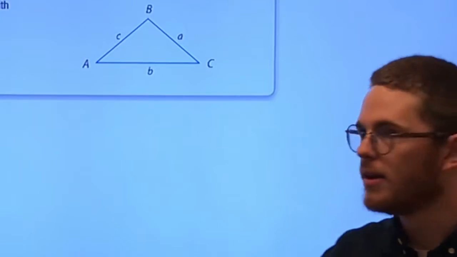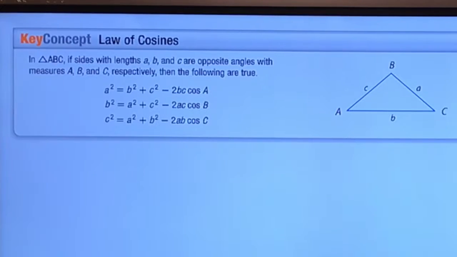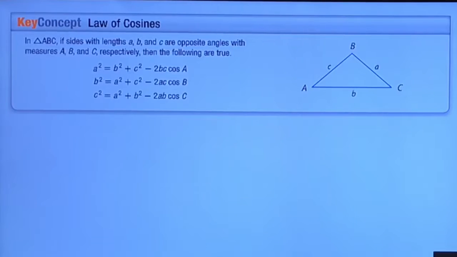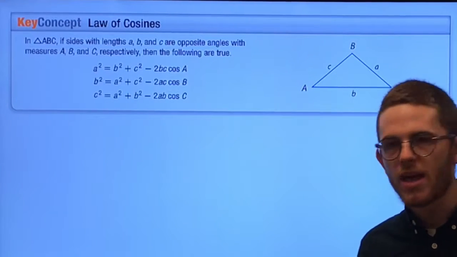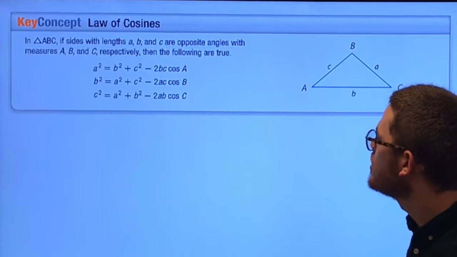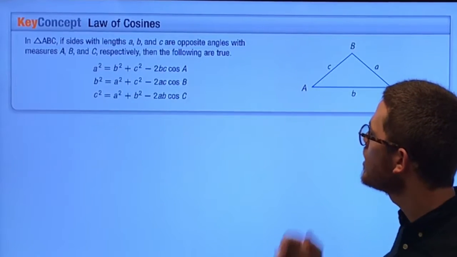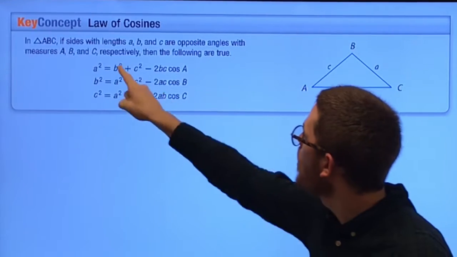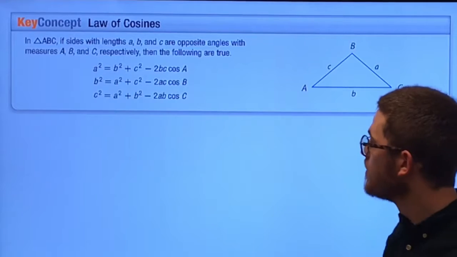I just zoomed in, didn't it? Right here we have basically the same pattern. It just depends on what pieces we have, what angle we have, or what angle we're looking for. But notice the pattern. A squared equals B squared plus C squared minus 2BC cosine of A. When it starts with A squared, it ends in cosine of A. All the other letters are B and C.